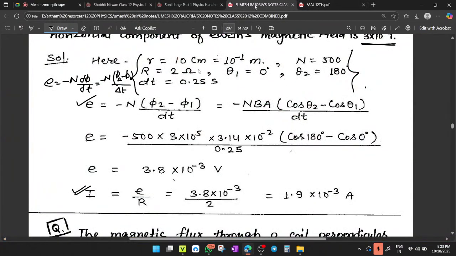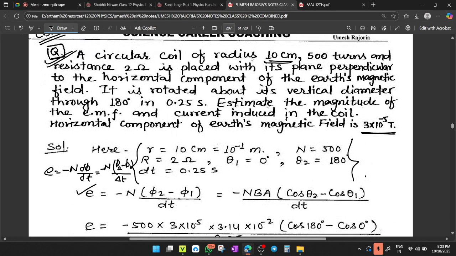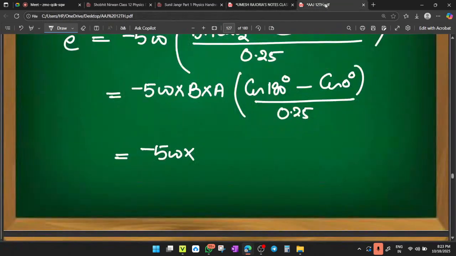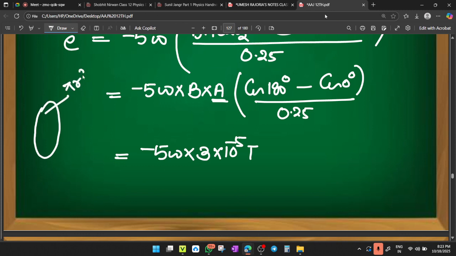What is B? B is given somewhere. Yes, 3 into 10 to the power minus 5 Tesla. So place here 3 into 10 to the power minus 5 Tesla. Now area, as there is a circular coil, and a circle has the area pi r square, right? So make the area as pi r square.